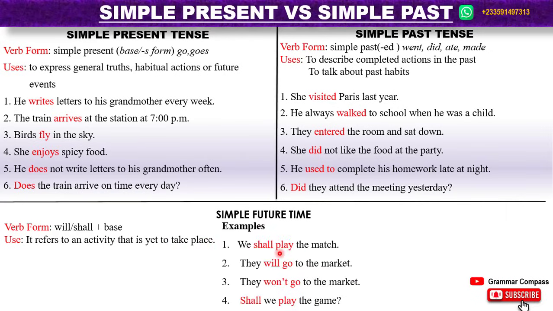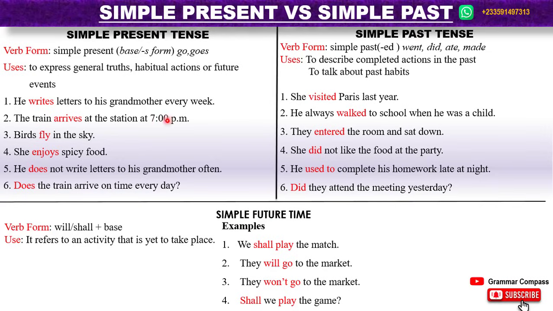For example, we shall play the match. Simple future because we have shall and the base form of the verb. They will go to the market. This is simple future. We have will and the base form of the verb. It can be negative. We can say she won't go to the market. We have will not and then go as our base form of the verb, simple future. And shall we play the game? This is simple future. We have shall and the base form of the verb, although we have used it in a question form. So that is the simple future time.